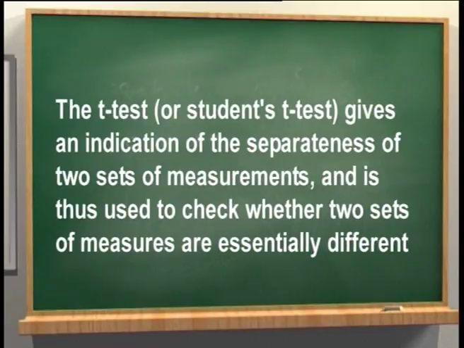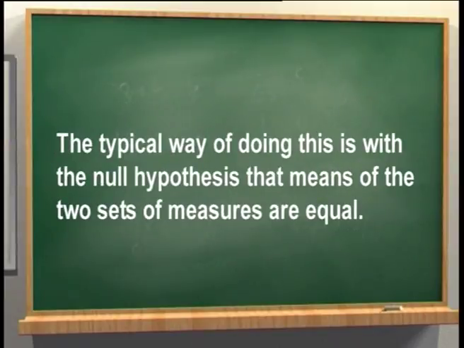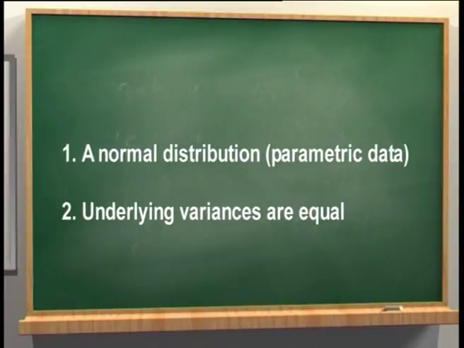The t-test gives an indication of the separateness of two sets of measurements and is thus used to check whether two sets of measures are essentially different. The typical way of doing this is with the null hypothesis that the means of the two sets of measures are equal. The t-test assumes a normal distribution, that is parametric data, and that the underlying variances are equal. It is used when there is random assignment and only two sets of measurement to compare.